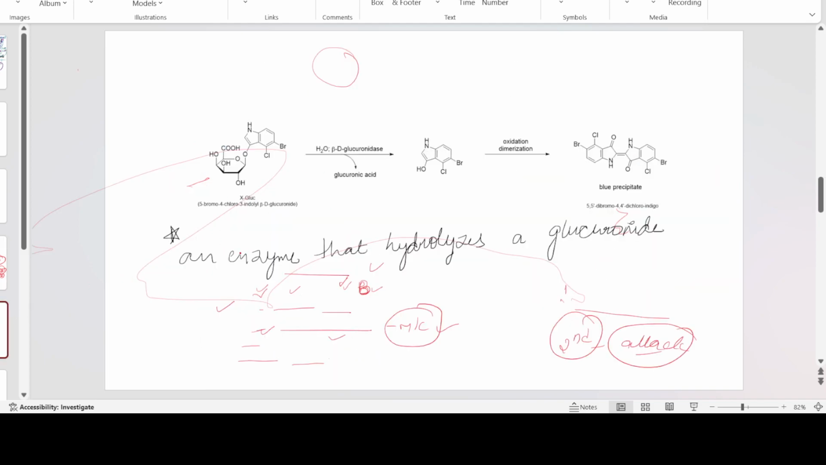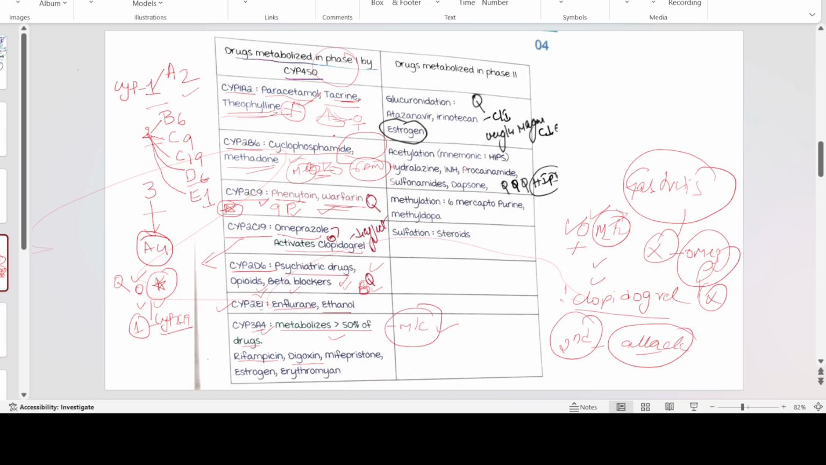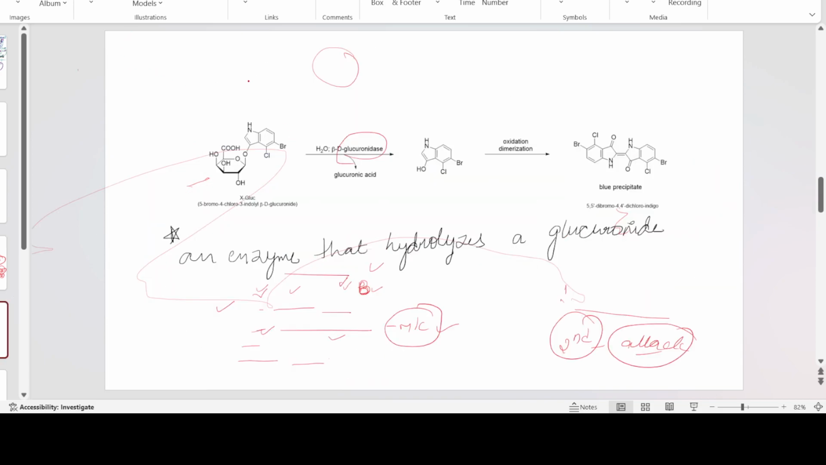Now, if you observe carefully, the first and most common is glucuronidation. See this glucuronidation. We have another important point to understand.